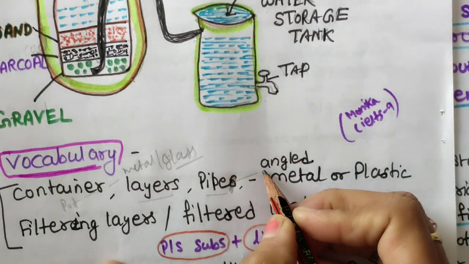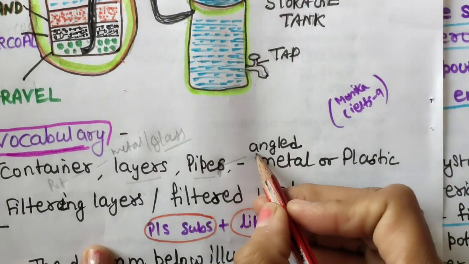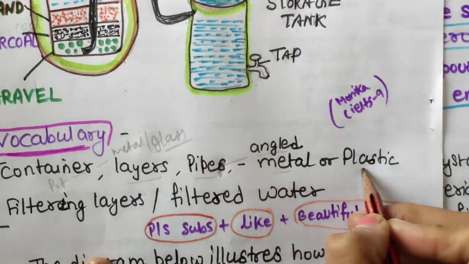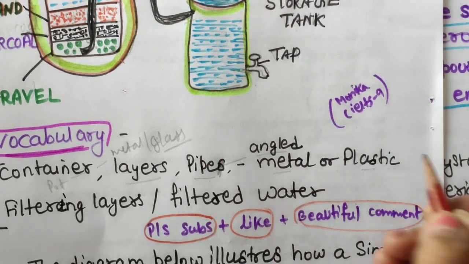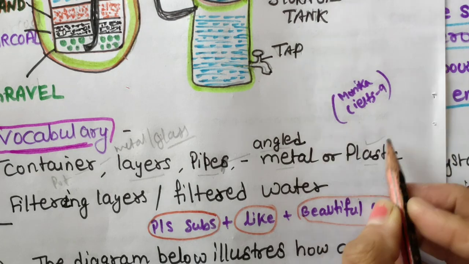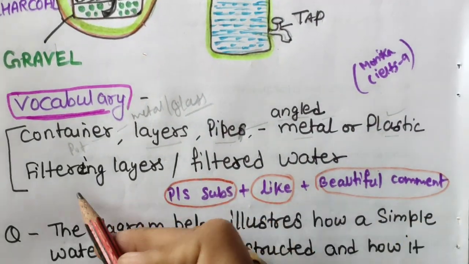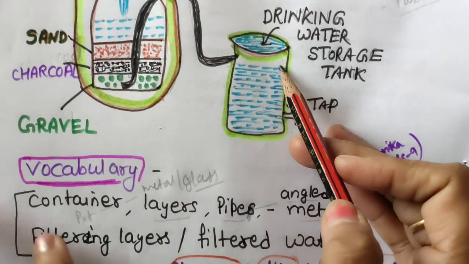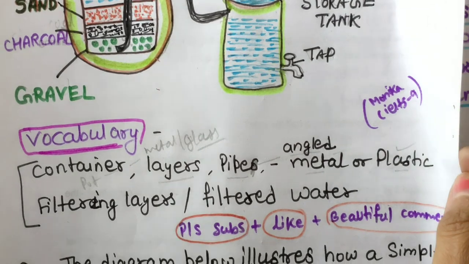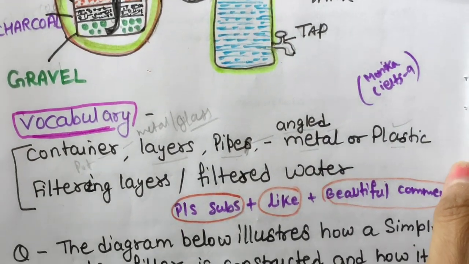For the pipe, because this is a foldable angle kind of thing, you can write angled metal or plastic pipe. But don't write both metal and plastic, only use one, either plastic or metal. Now for layers, you can use filtered layers, filtering layers, or filtered water. This is filtered water.